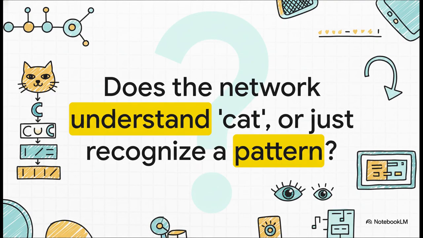But this leaves us with one last really fascinating question to chew on. After all that training, after seeing millions of cat photos, does the network truly understand the concept of a cat? Or has it just gotten insanely good at recognizing a very, very complex statistical pattern? It's definitely something to think about.